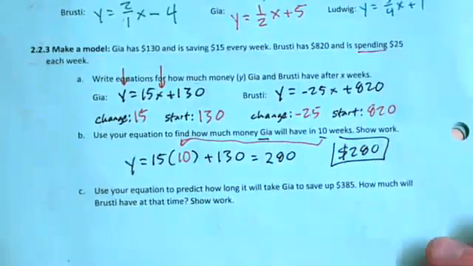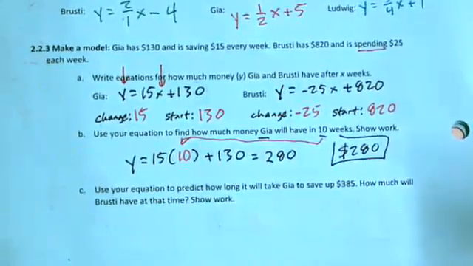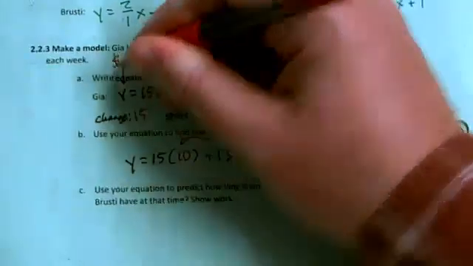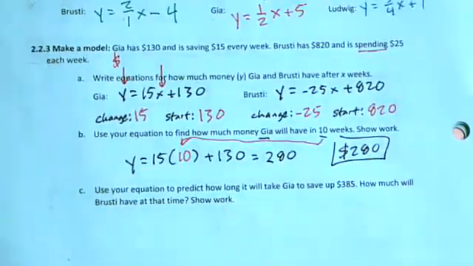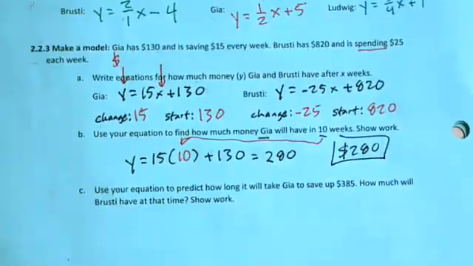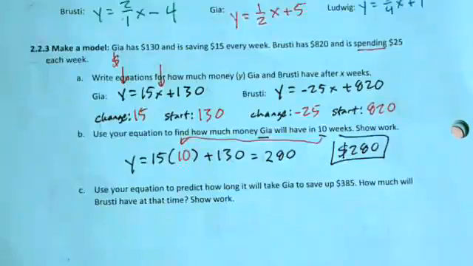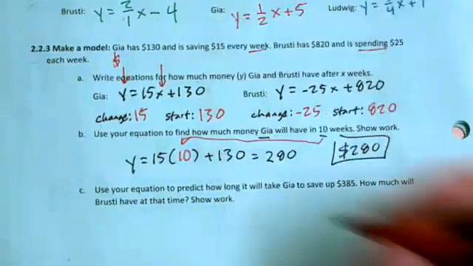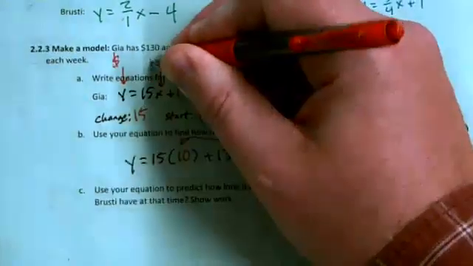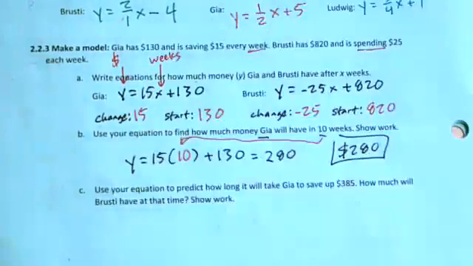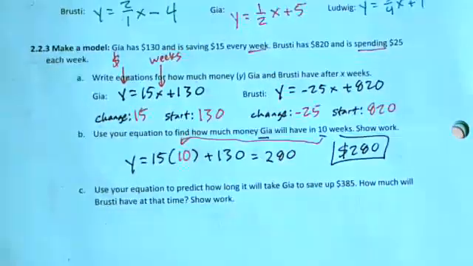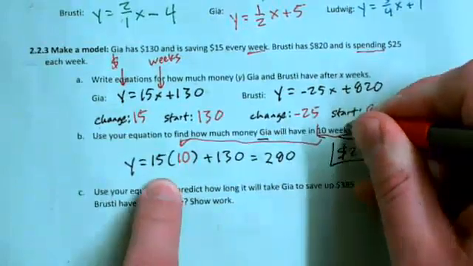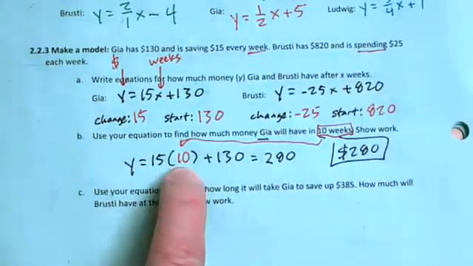Y is the dependent variable, and it's what this problem is about. This problem is about money, so y is going to be money. And X is going to be the independent variable. It's the thing that controls the money, and the thing that controls how much money they have is how many weeks in we are. So X is going to be time in weeks. All right, that's why we put this 10 in here for X, because that 10 was weeks.